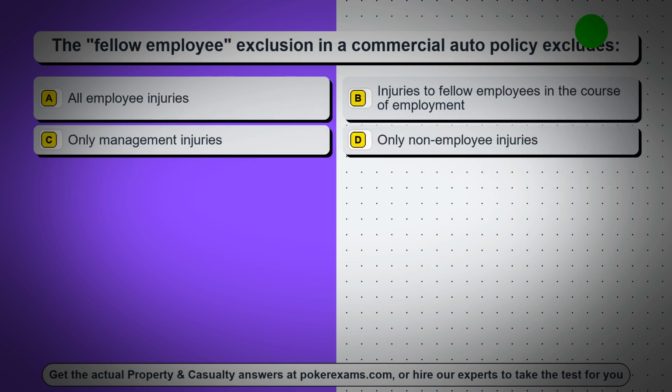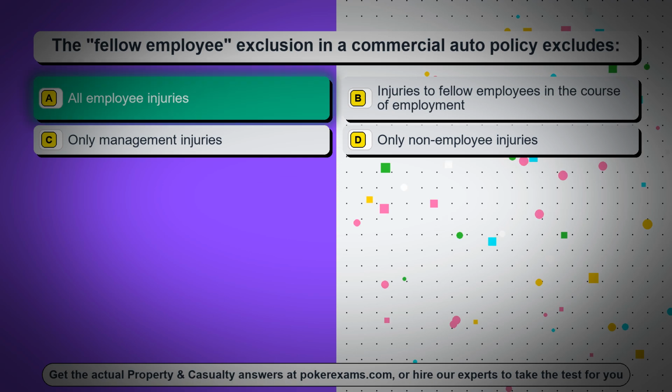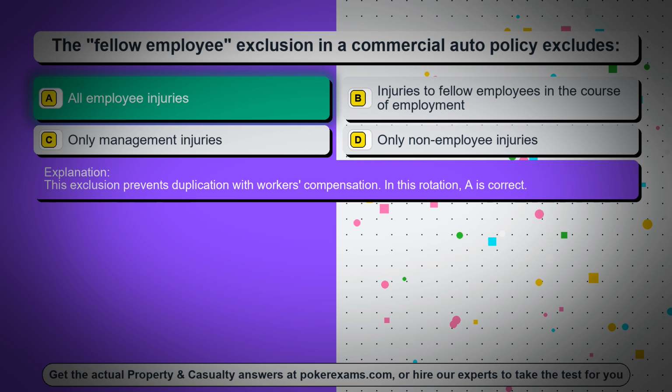Question 24. The fellow employee exclusion in a commercial auto policy excludes: Option A, all employee injuries. Option B, injuries to fellow employees in the course of employment. Option C, only management injuries. Option D, only non-employee injuries. The correct answer is option A, all employee injuries. This exclusion prevents duplication with workers' compensation. In this rotation, A is correct.